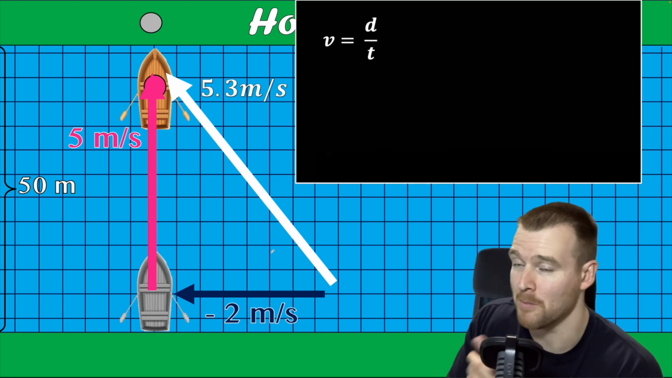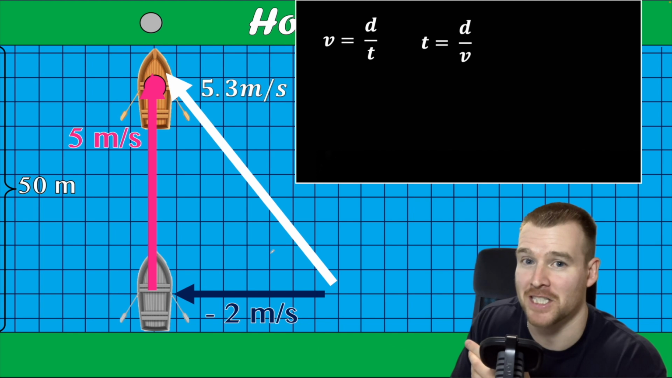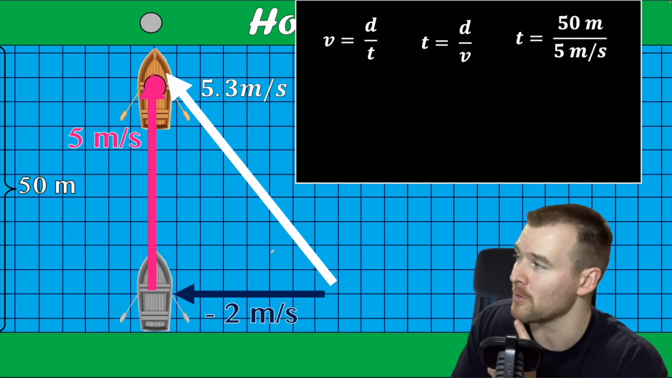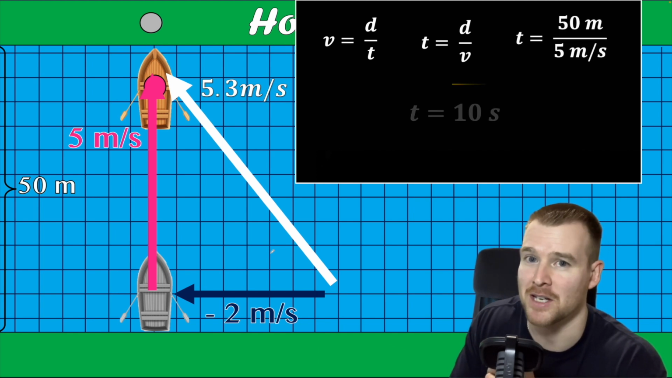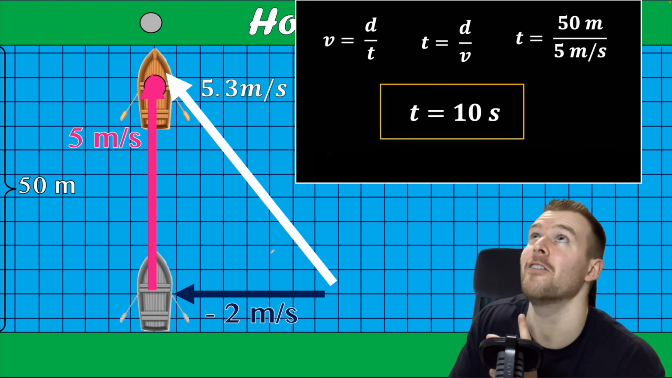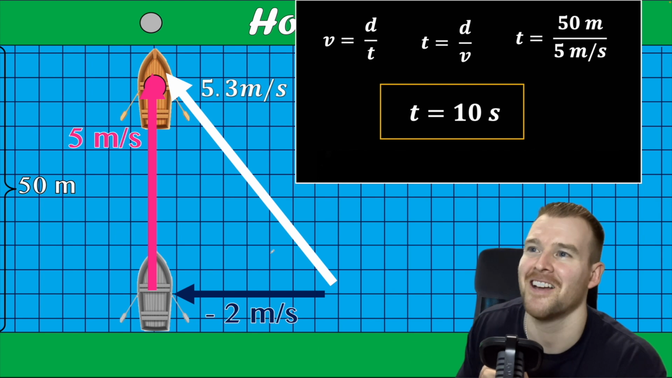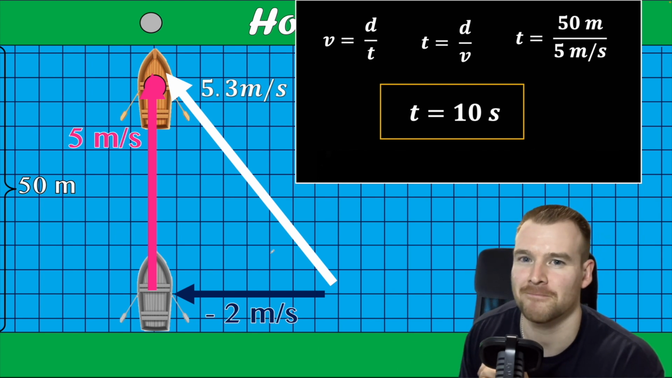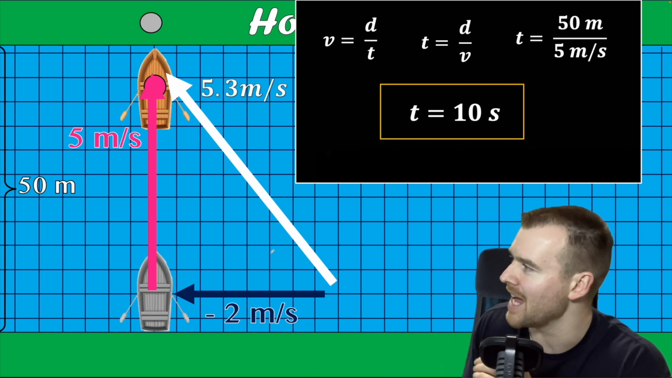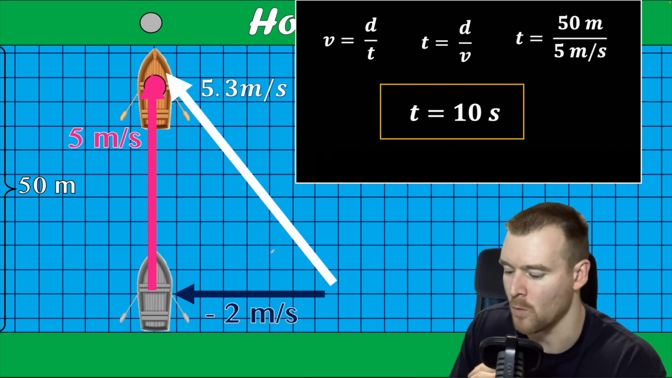So let's throw up our blackboard once again. v is equal to d over t. We're trying to solve for time, and we're going to have to use the 5 meters per second. And we get an answer of 10 seconds. 10 seconds for our time to cross, 50 divided by 5. Okay, so make sure you match the direction and the velocity in the same way.